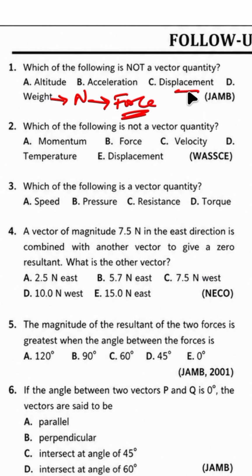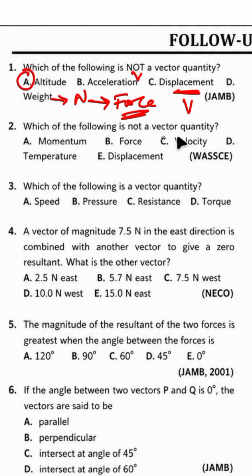You also have displacement. Displacement is distance in a specified direction. Displacement is also a vector quantity. Acceleration is vector, that is the rate of change of velocity with time. Then altitude is just the height or the distance from one point to another. It's a form of distance too, so it's a scalar quantity. And they said not, so the answer is option A.